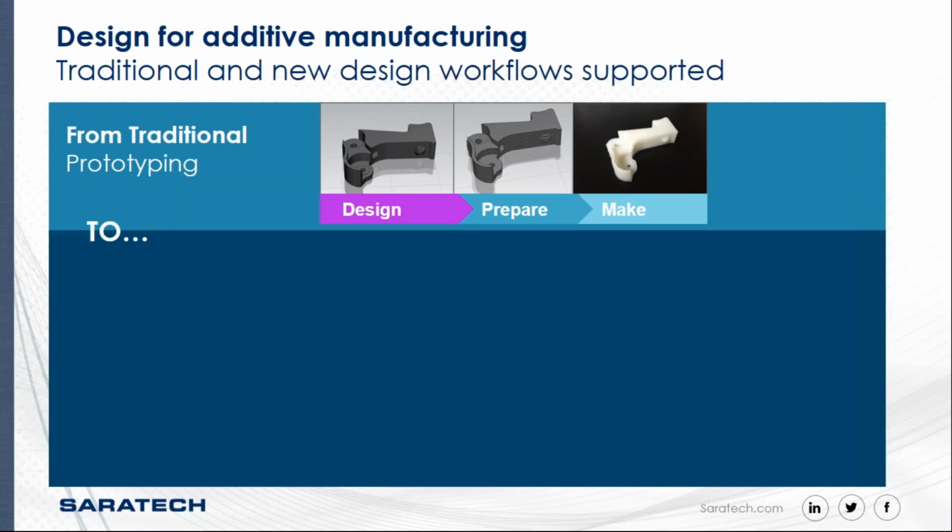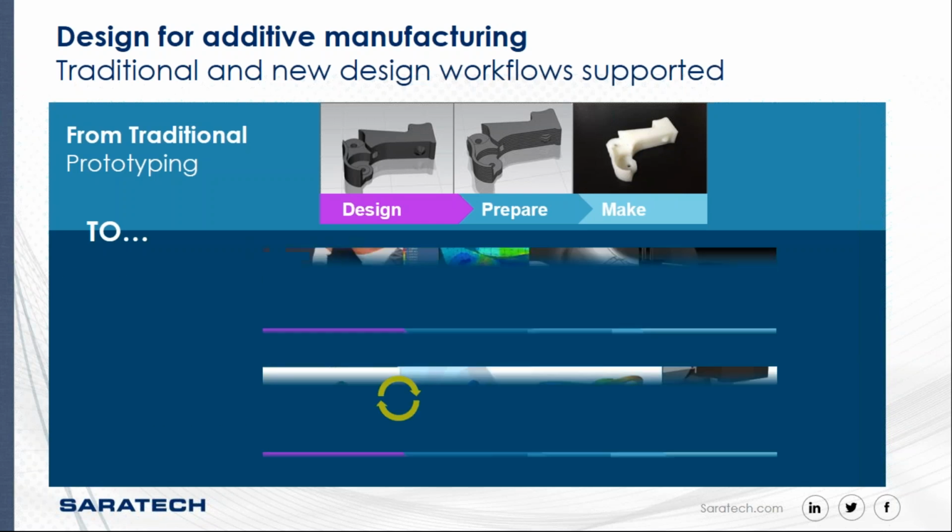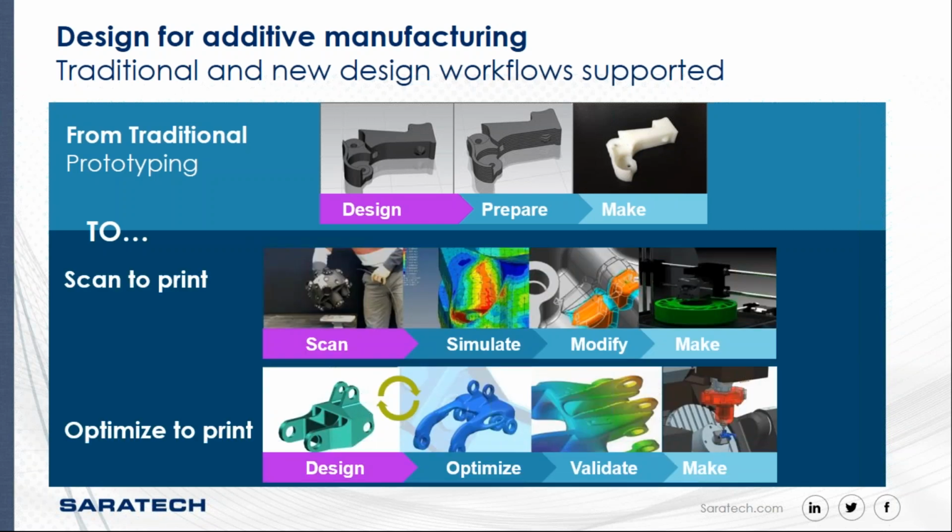So design for additive manufacturing, the traditional versus the new mentality of thinking. Your traditional prototyping, you design it, you prepare it, and then you make it. If you have any type of modifications that need to take place, this process starts over and continues. So now with additive, we can scan to print, we simulate, we can modify the part, then make the part. But now we have our optimization tools.